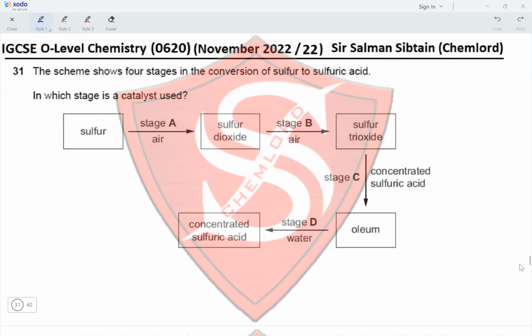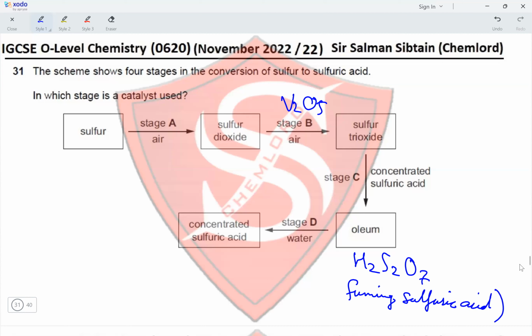So sulfur reacts with air to form sulfur dioxide. Sulfur dioxide in stage B reacts with air to form sulfur trioxide, where V2O5 as a catalyst is used. And then sulfur trioxide reacts with concentrated sulfuric acid to form oleum, which is H2S2O7, which is also called fuming sulfuric acid. And oleum in stage D reacts with water to form concentrated sulfuric acid, which is 98% pure.